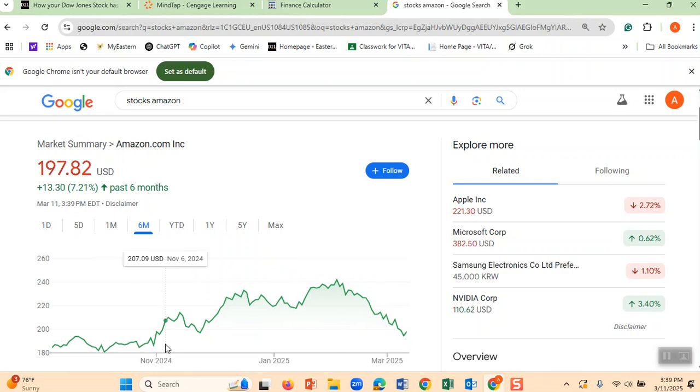Do you see this November here? This is when Donald Trump got elected, and suddenly good news came, that they thought Republicans are going to reduce taxes, and it was good news for the stock market. It went up, and suddenly, as soon as the issue of this trade war came, it dropped, and hopefully it will come back up.